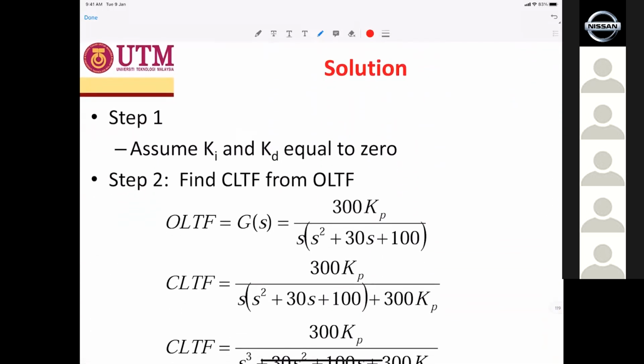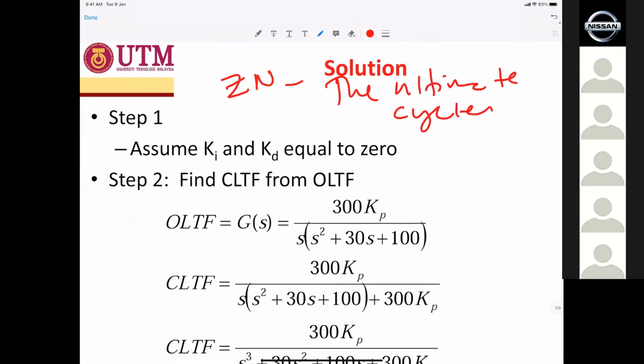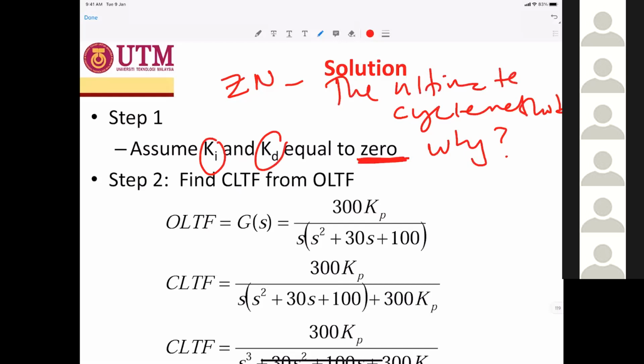Then we apply the Ziegler-Nichols ultimate cycle method. Okay. First step, assume Ki and Kd equal to 0. Why? Because it's to minimize the effect of derivation and integration.